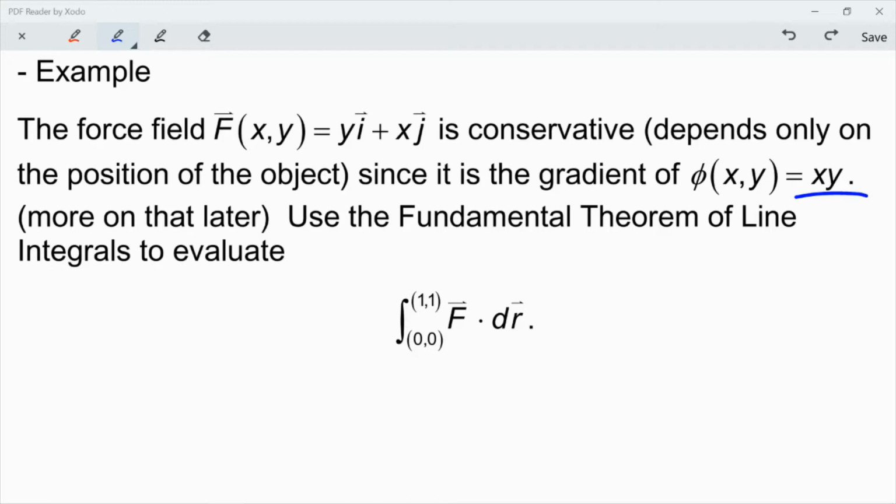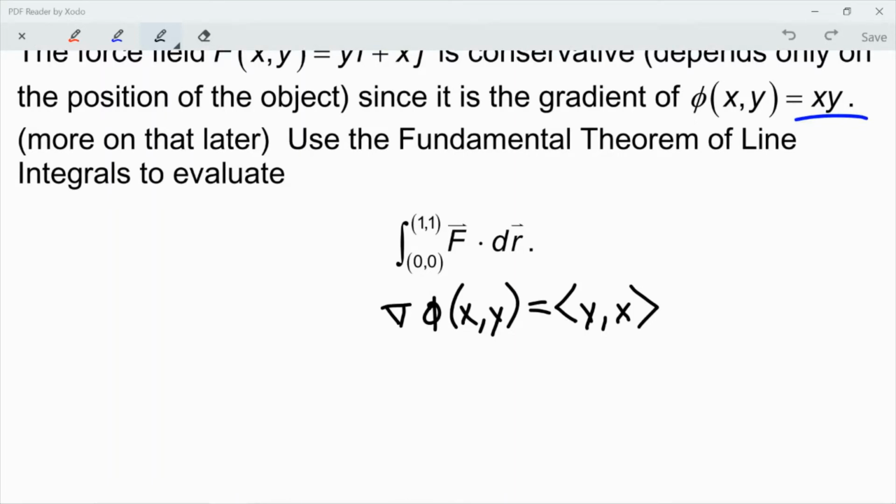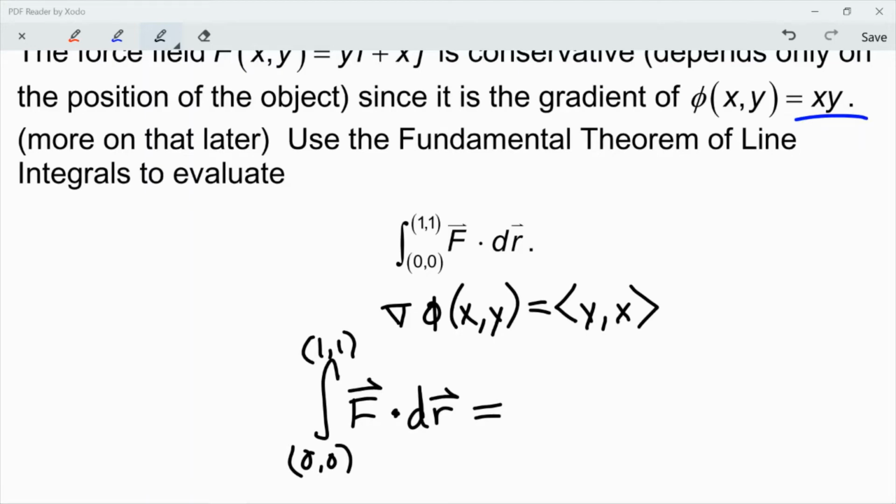So knowing that to be the case, I can solve this in a very easy way, right? In this case, the gradient of my original function is equal to yi + xj. So when I'm solving this integral, I'm integrating from (0,0) to (1,1), and I've got F dot dr. That's going to be the same as, now I'm thinking about antiderivatives, right? So for my force field, the antiderivative of it is essentially this phi function. So it would be phi evaluated at (1,1) minus phi evaluated at (0,0). (1,1) plugged into xy gives me 1. (0,0) plugged into xy gives me 0.